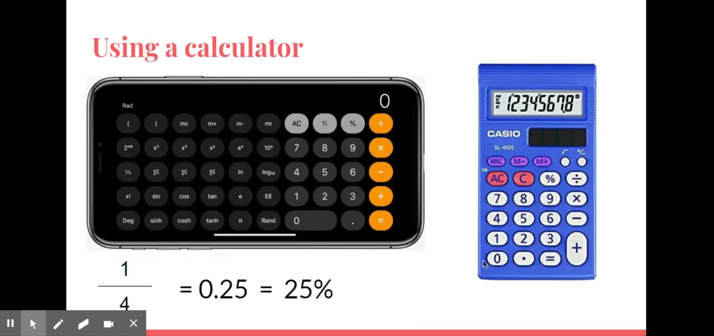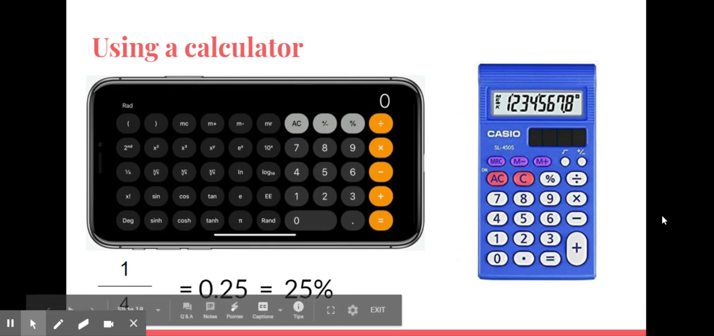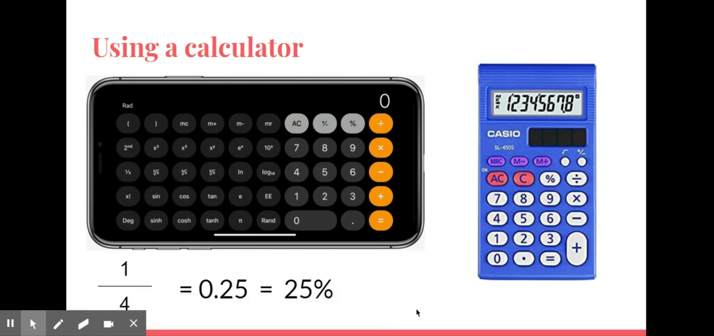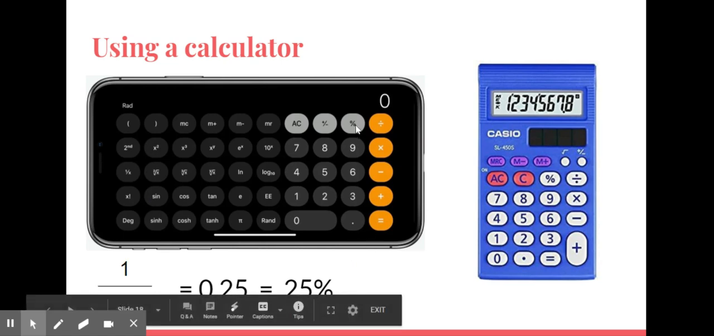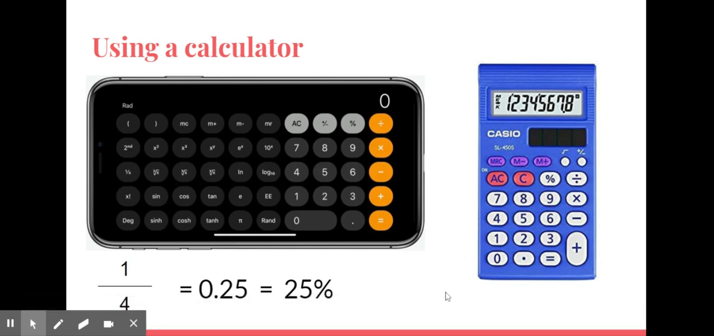All right, now today you're going to need a calculator. It doesn't matter if your calculator is a regular handheld calculator or if it's on an iPhone or an iPad. It doesn't really matter, but you need a calculator that hopefully has a percent button like this. If not, that's okay.